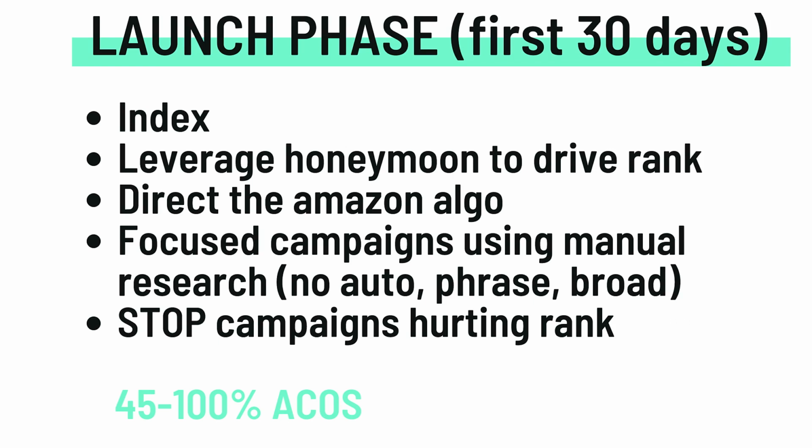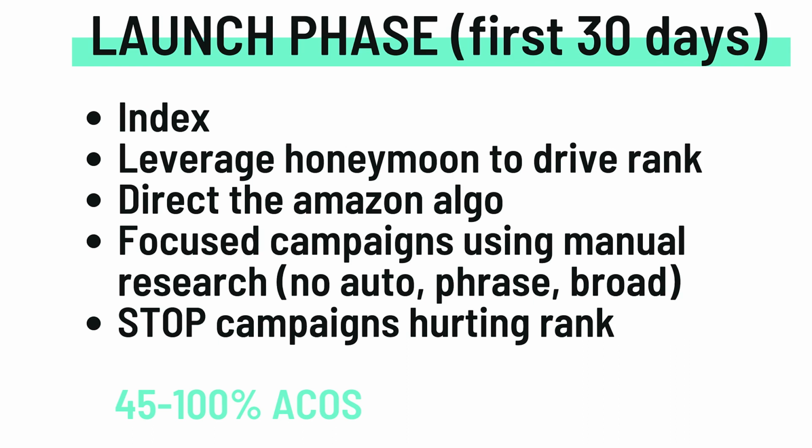This is why we focus explicitly on manual exact terms and very specific campaigns, and don't do a lot of those research auto, broad, phrase type campaigns early on. We want to direct the Amazon algorithm during this period. We want to explicitly tell it what we should be indexed for and what we're relevant for. Again, to do this, we're going to be using focused campaigns using manual research. So we're not relying on algorithms or auto-generated stuff. We're going to actually prescribe and show the Amazon algorithm precisely what our products are.